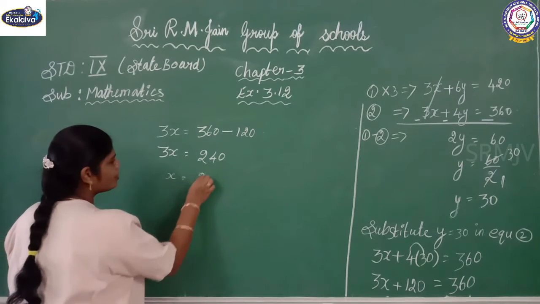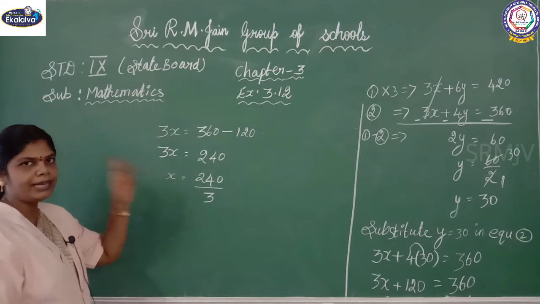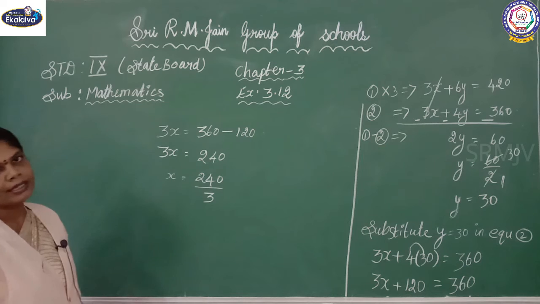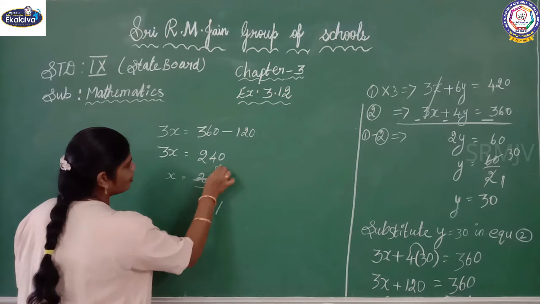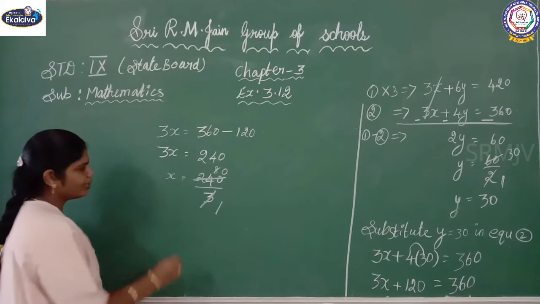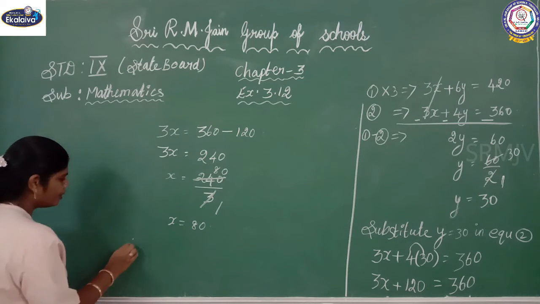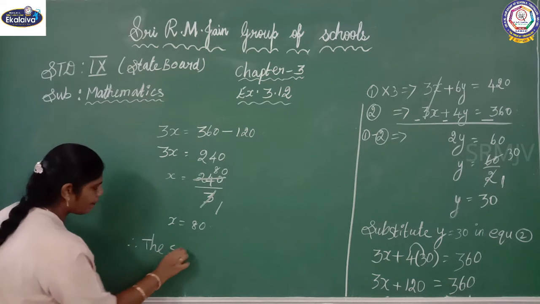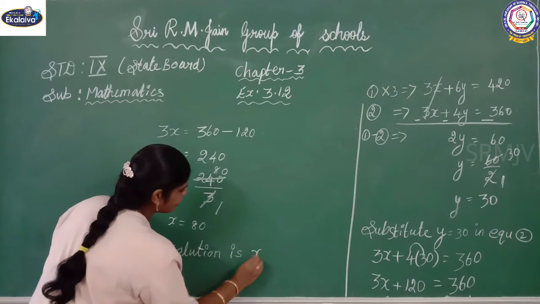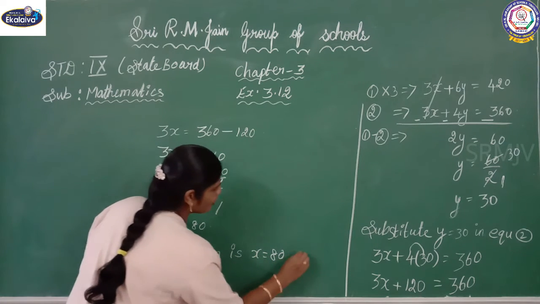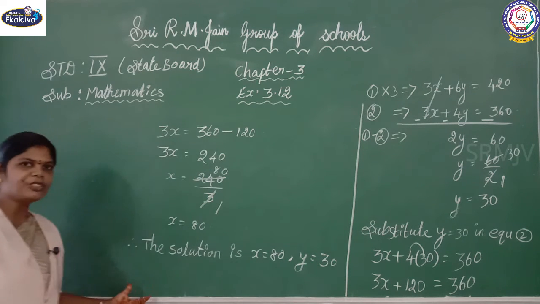x equal to 240 divided by 3. Okay. Divided by 3, because multiplication will change to division. So 3 1s are 3. 3 8s are 24. So here 0 is the 0. So what is the x value? x equal to 80. Okay. Therefore, the solution is x equal to 80, y equal to 30. Is it clear, children?